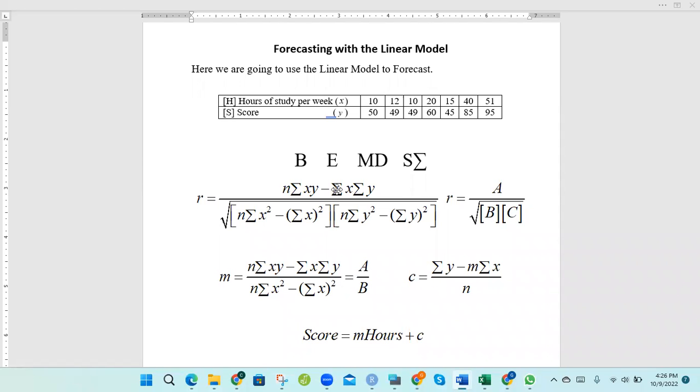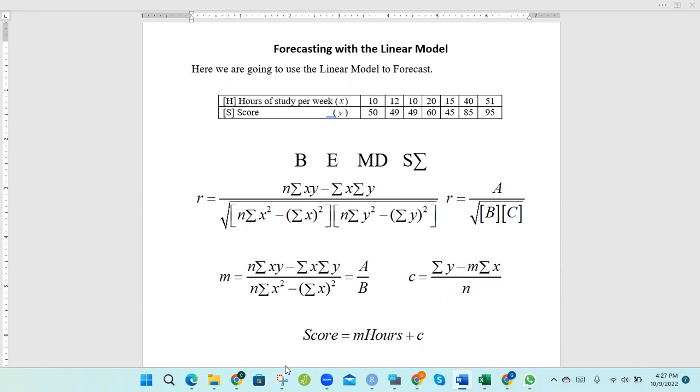Forecasting with the linear model. Here we are going to use the linear model to forecast. These are the data values of the variables hours and score. Hours is the explanatory variable and score is the response. We used these formulas in a previous video to calculate the correlation coefficient and also the gradient and the y-intercept for these data values.